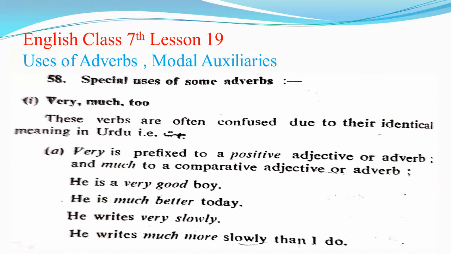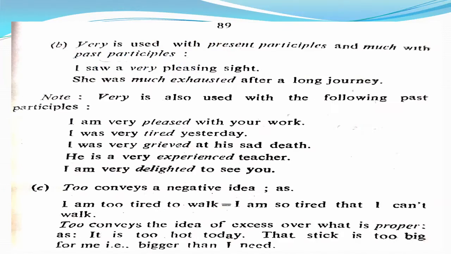Too conveys a negative idea. For example, I am too tired to walk. It means I am so tired that I can't walk. Too conveys the idea of excess over what is proper. For example, it is too hot today. That stick is too big for me, that is, bigger than I need.